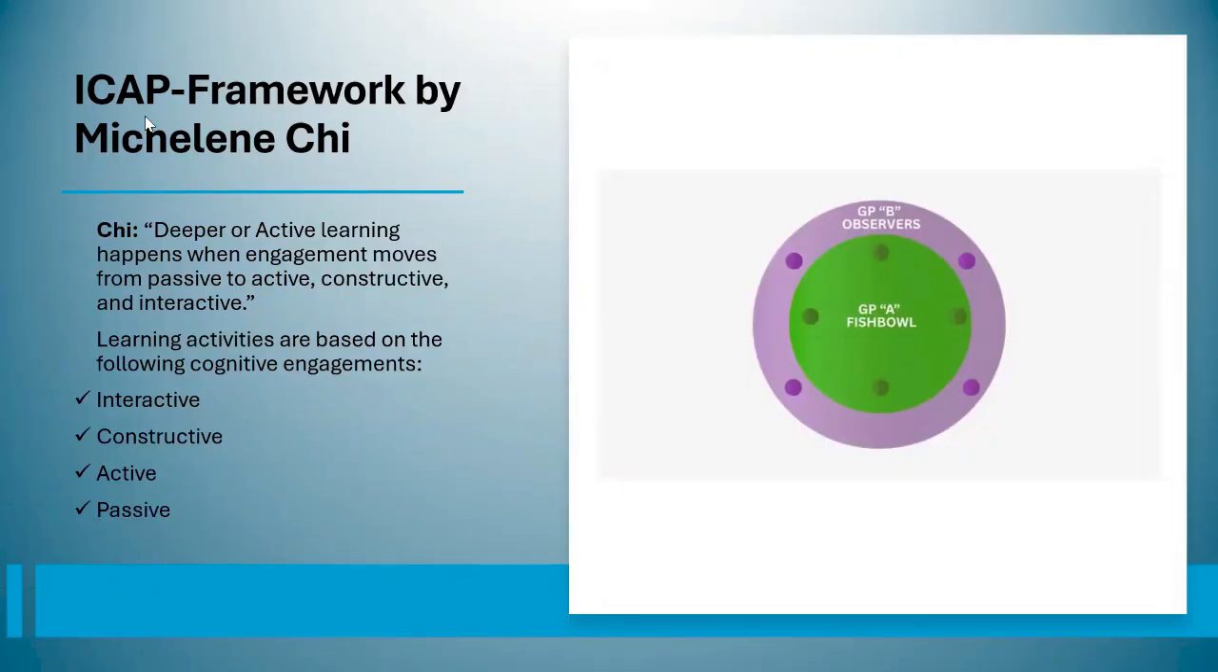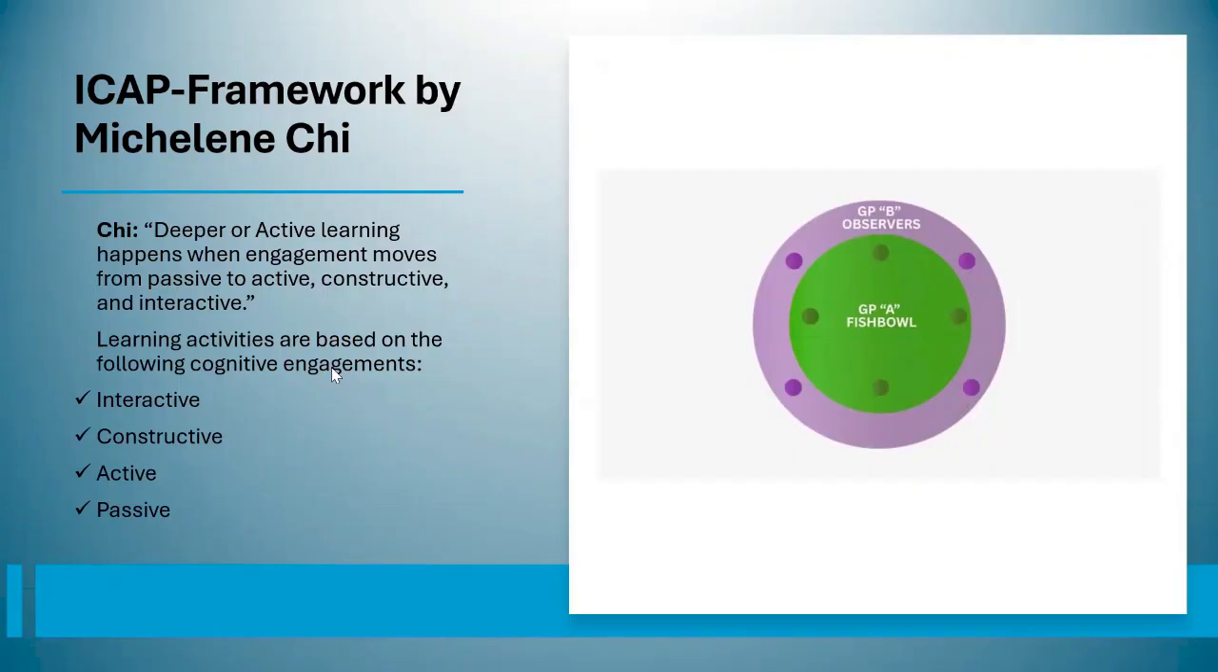Now understand ICAP framework by Michelene Chi. What did she say? Deeper or active learning happens when engagement moves from passive to active. Yeah, we have to be active rather than passive. Our approach must be active rather than passive. So it should be active, it should be very constructive and very interactive.